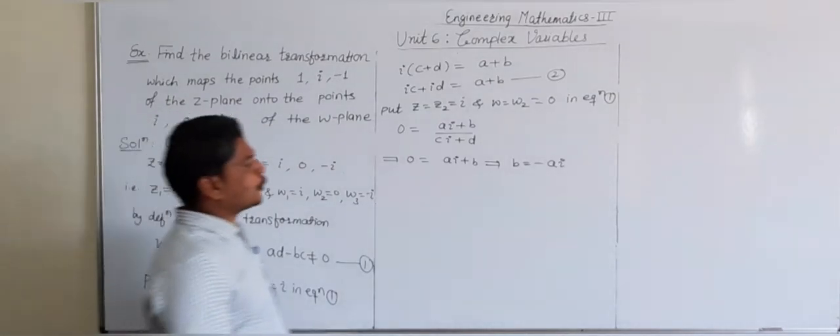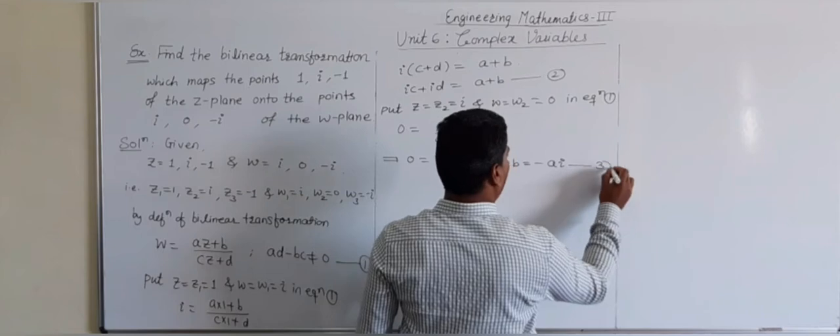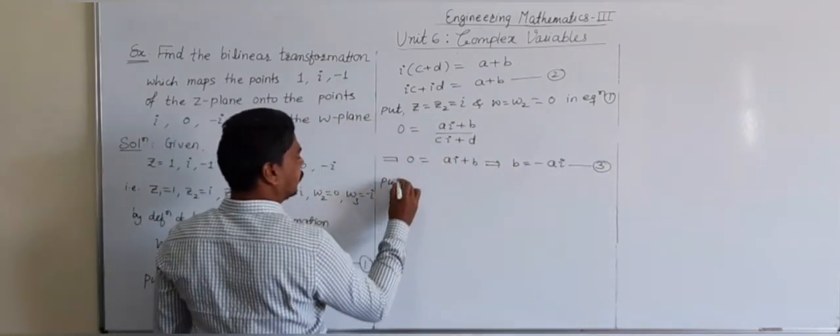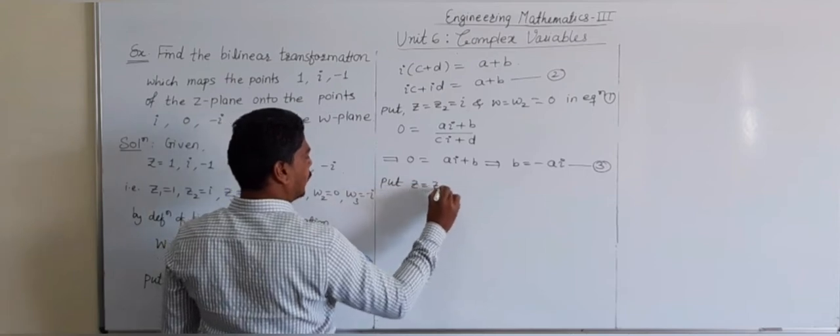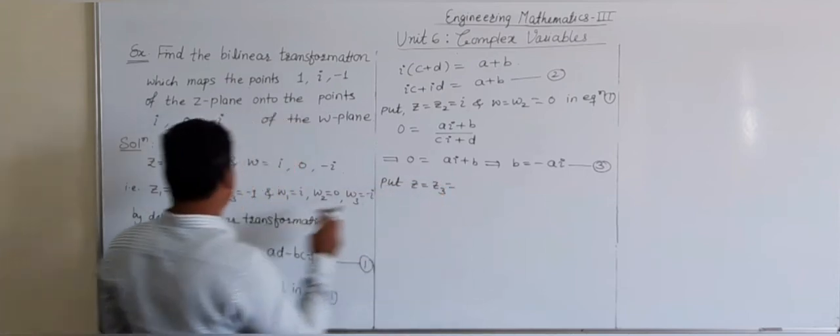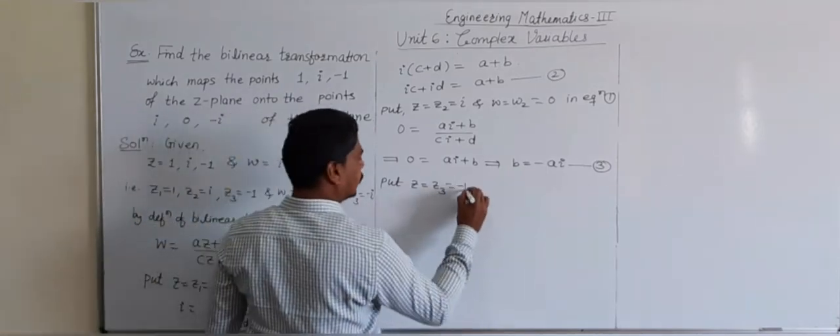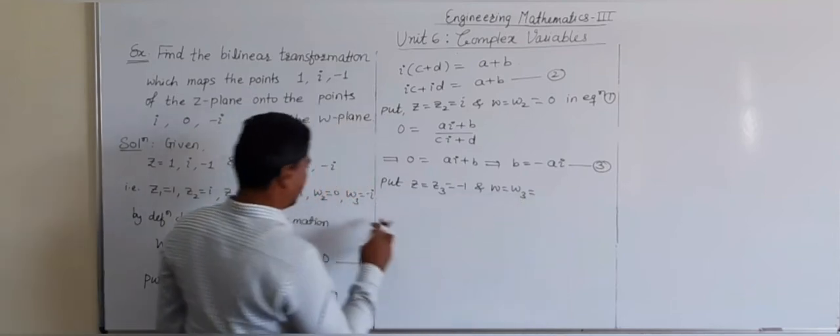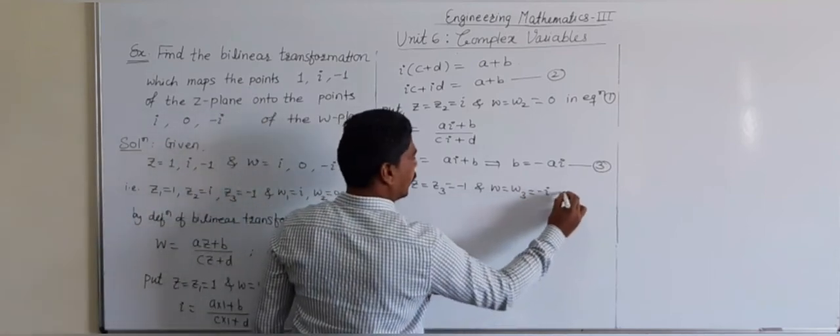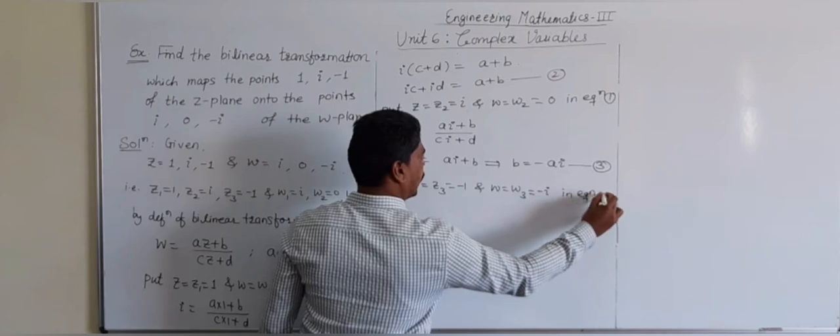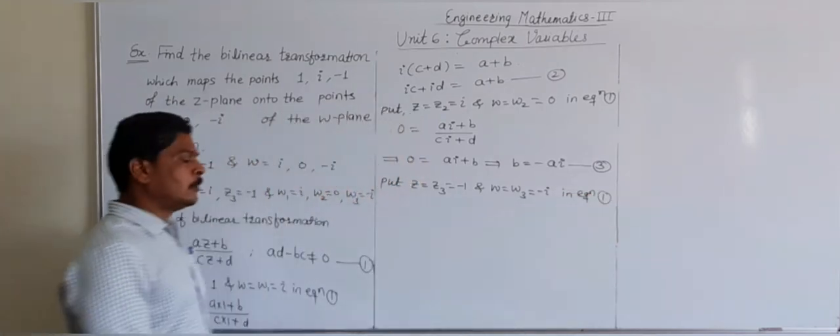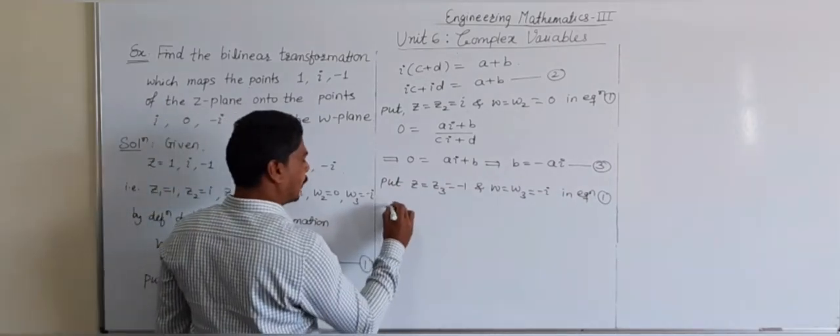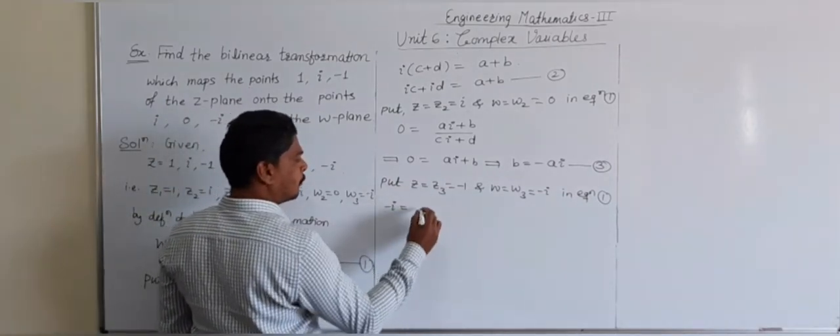So this becomes our equation number 3. Now put value of Z is equal to Z3. So the value of Z3 is minus 1 and the corresponding value of W, W3, is minus i, in equation 1. Always we are putting these values of Z and W in equation 1. So equation 1 becomes: the value of W is minus i, is equal to the value of Z is minus 1.